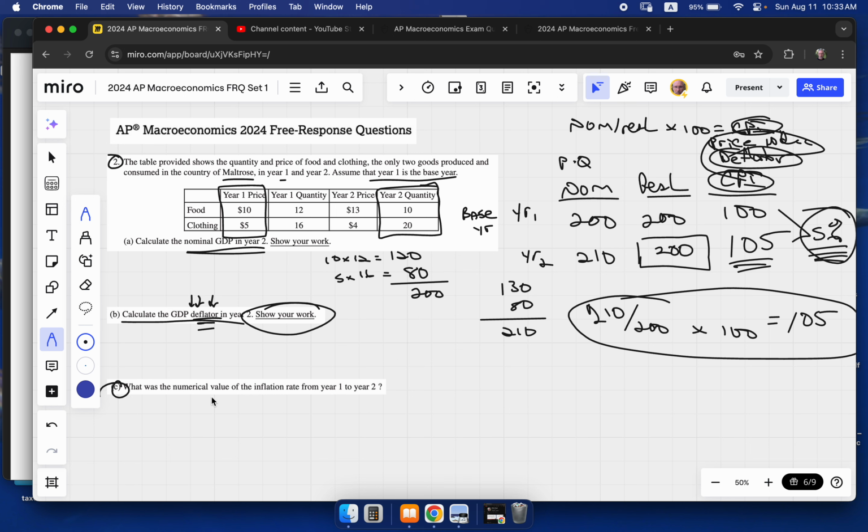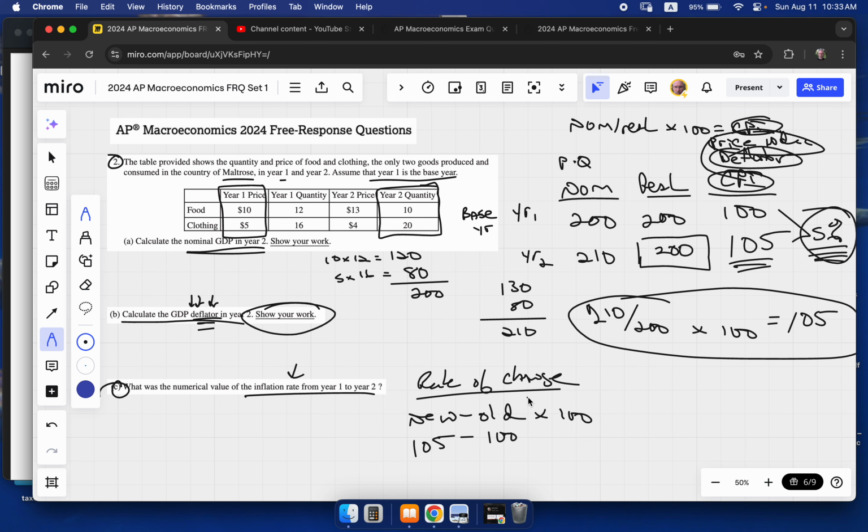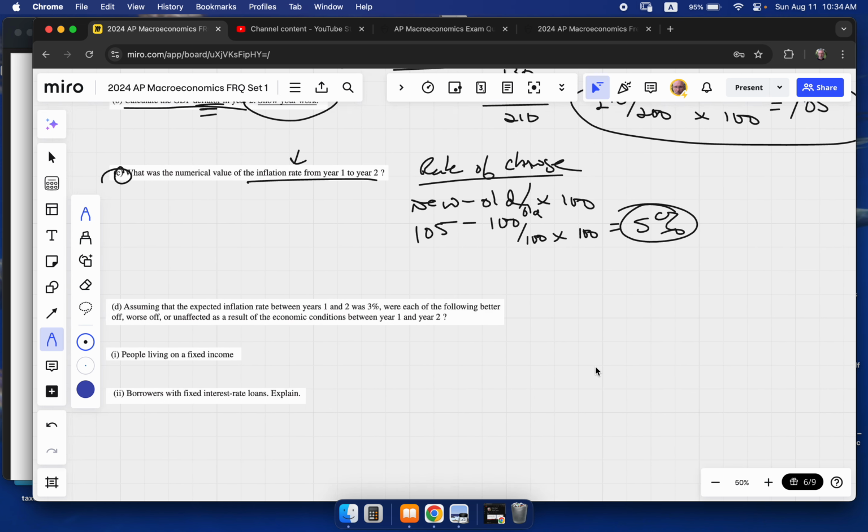What was the numerical value of the inflation rate from one year? Now, inflation rate, that is what we call a rate of change formula. We've already done it up there because it's easy to see for these numbers. But that rate of change formula is new minus old over old times 100. So the new was 105, the old was 100, divided by old, divided by 100 times 100, which is going to give us 5%. 5% was our answer there. You could have just seen that and known it. They didn't even ask you to do that. It was easy to calculate.